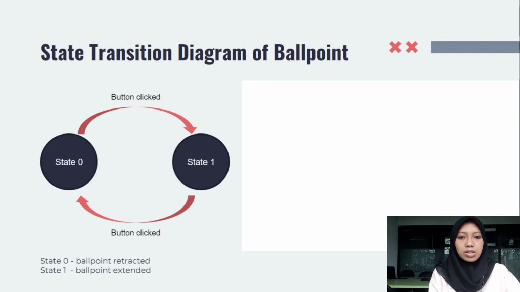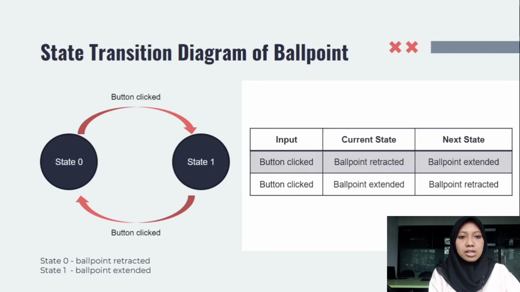We can also use a state transition table. This table models the input, the current state, and the next state. We can see here, if the current state is ballpoint retracted, we need to provide the input button clicked, and the next state is ballpoint extended. And if the current state is ballpoint extended, we need to provide the input button clicked, and the next state is ballpoint retracted.